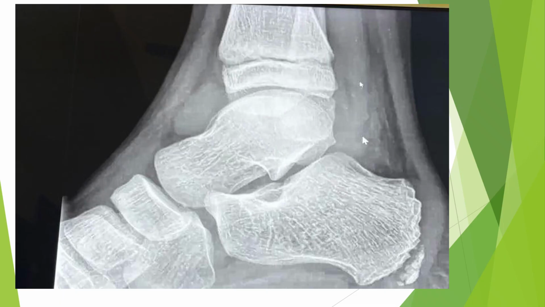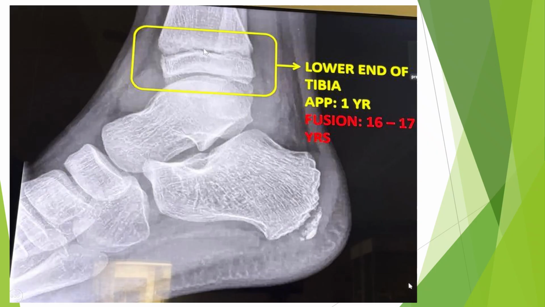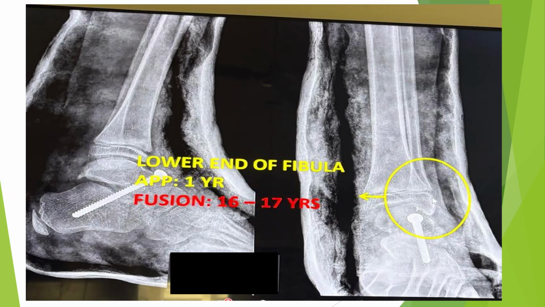Similarly, if you see these foot bones, you can see the calcaneum over here. So calcaneal tuberosity appearance is 6 to 8 years, and fusion is by 14 to 16 years. Okay, here you can see the lower end of tibia. So the lower end of tibia appears by 1 year. Fusion is by 16 to 17 years. Fibula, we are not able to very clearly see in this picture. Okay. So calcaneal tuberosity appearance is 6 to 8 years. Fusion is 14 to 16 years. The lower end of tibia appearance is 1 year. Fusion is by 16 to 17 years.